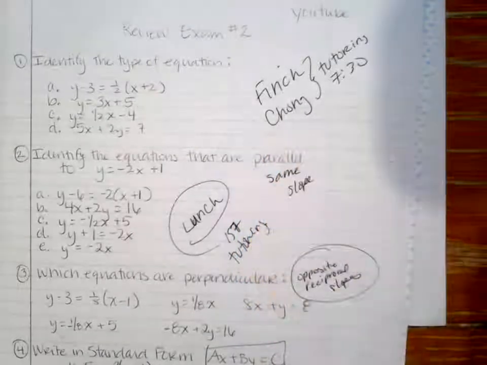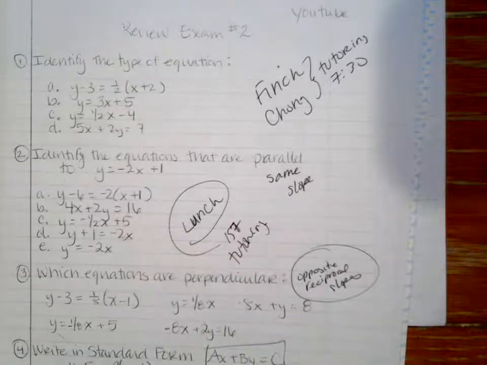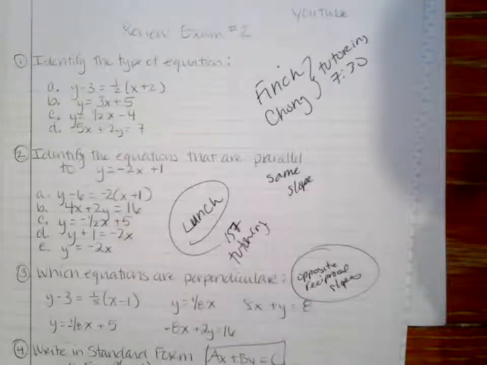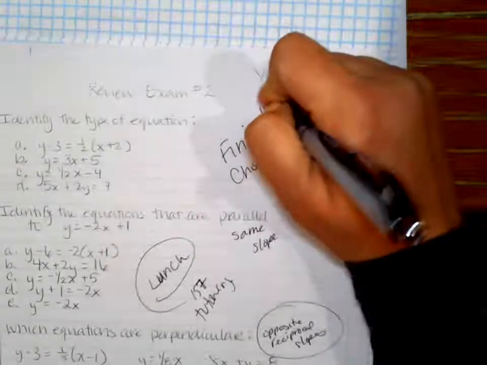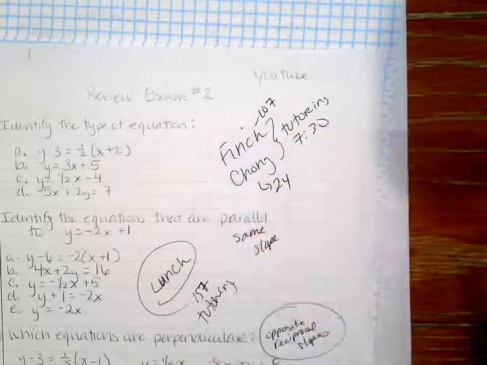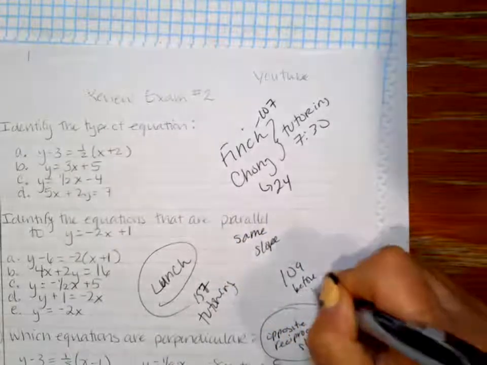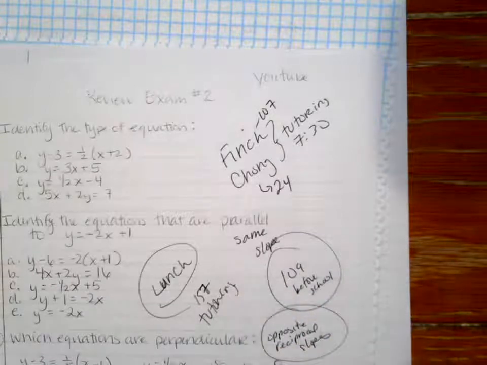All right. Good luck tomorrow, and study a little bit more if you need. If you need an extra review sheet, I have another one that I scanned. Just shoot me an email and I can send it to you. And if not, room numbers for Chong and Finch: Finch is 107. Chong is 24. I'll be in 109 before school. That's my classroom, but at lunch I'll be in 157 if you need anything.